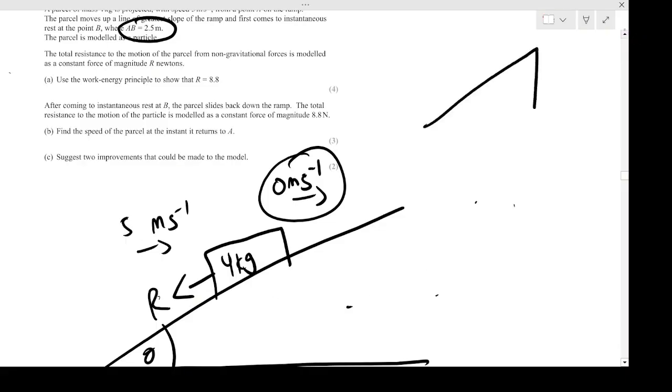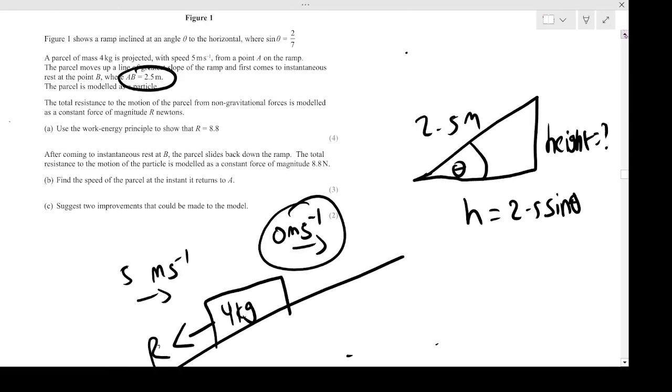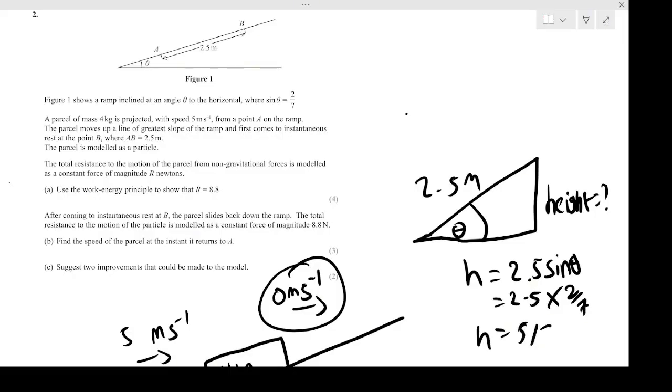If I'm going 2.5 meters up the slope with the angle, I want this height here. So if I use SOHCAHTOA, the height h is going to be 2.5 sine theta. Now, I do not know what theta is by itself, but what I do know is what sine theta is. That's all I need. So 2.5 sine theta is going to be 2.5 times 2/7, and so that will be 5/7. So h is 5/7 meters.